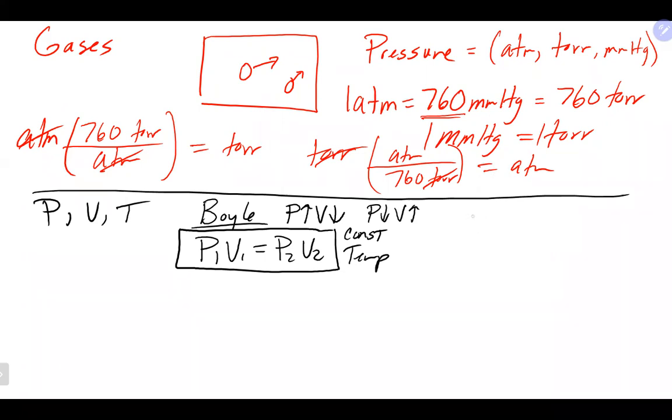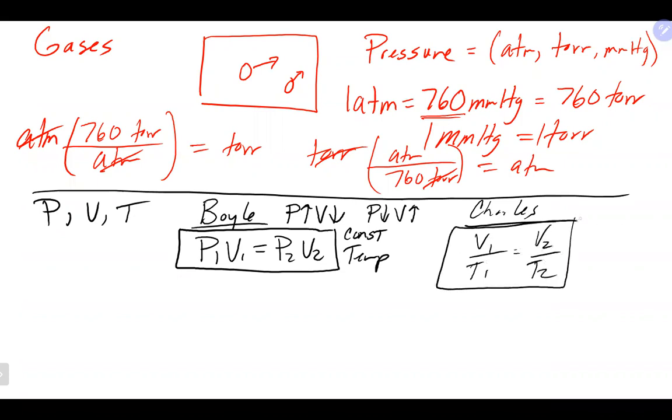We then looked at Charles' law, and he dealt with the volume and temperature relationship, which is V1 over T1 is equal to V2 over T2 here. This would be at constant pressure. And the importance here in any gas law is that the temperature always has to be in Kelvin. So that's just a must, it always has to be in Kelvin when you go into the gas laws.